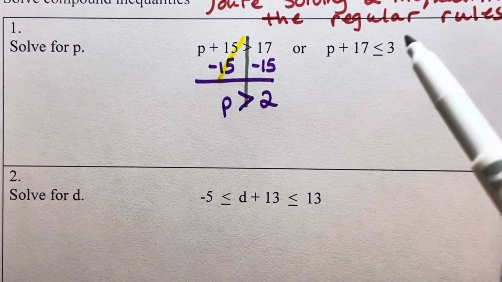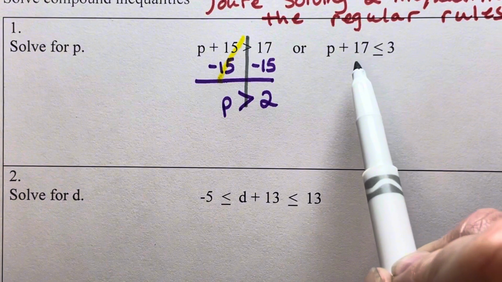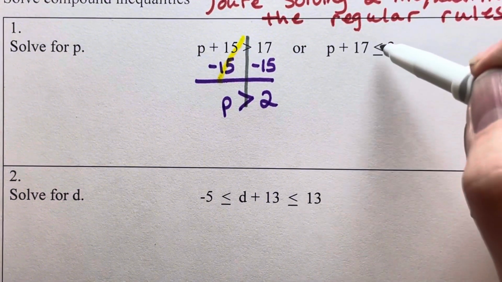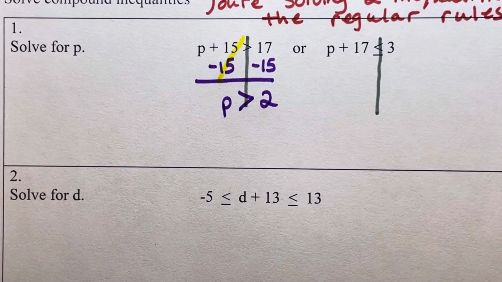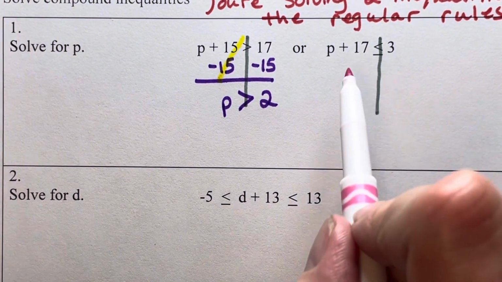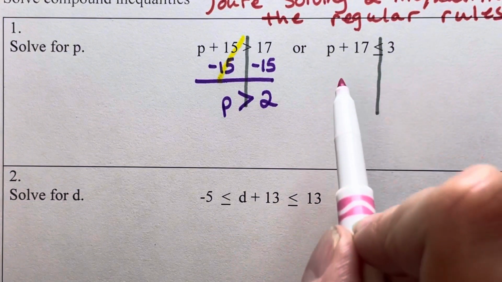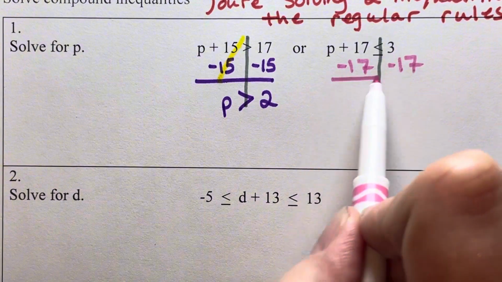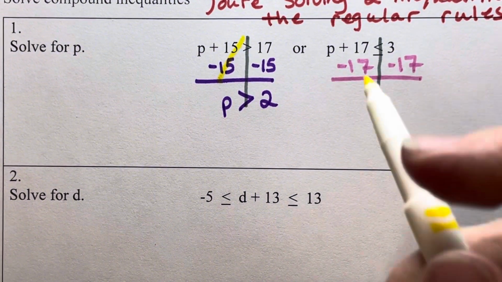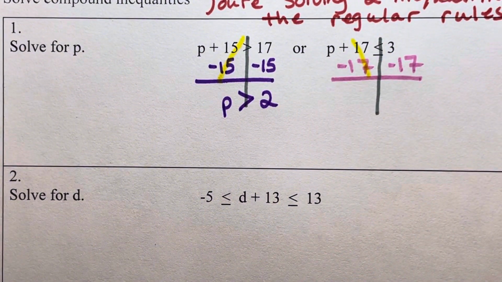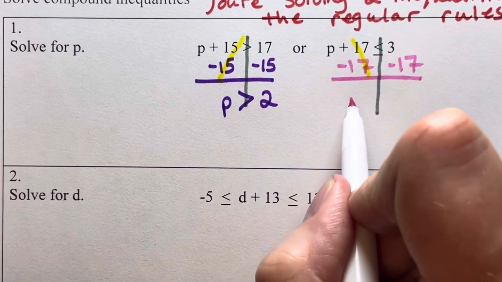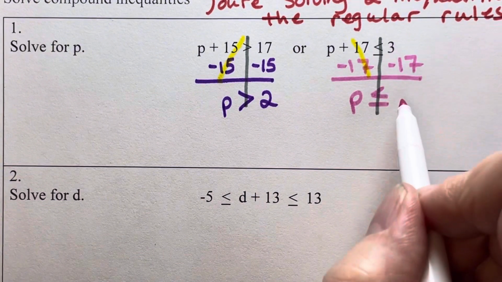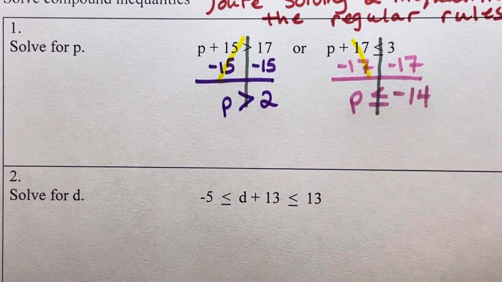Okay, great. So on our second inequality, we have p plus 17 is less than or equal to 3. Again, starting off by drawing our river. And now we can solve for p by subtracting the 17 on both sides of the river so that the 17s on the left cancel out by design. And thus p is less than or equal to 3 minus 17, which is negative 14.